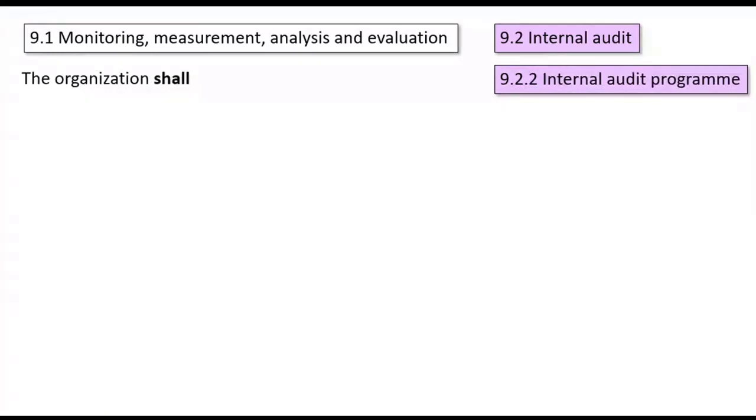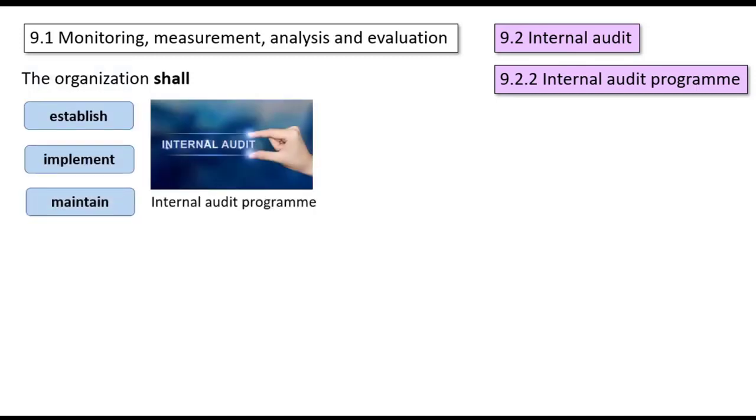Alright, so now we go to the 9.2.2, which is internal audit program. Okay, just now it's about the general requirement. Now it's about the internal audit program requirement. So what is stated here? The organization shall establish, implement, maintain internal audit program. Means you have more than one activity. That's what they call program. Okay, more than one activity of internal audit.